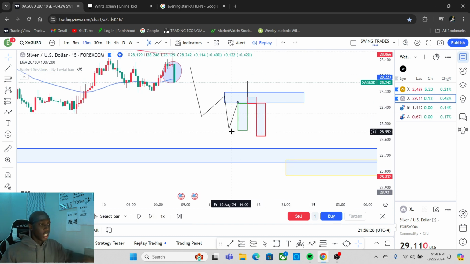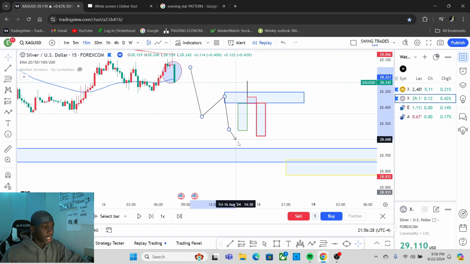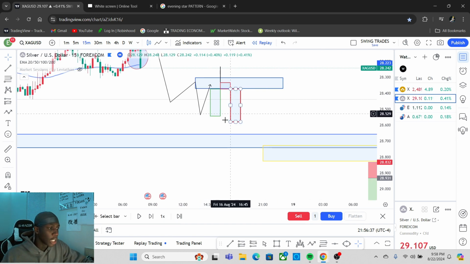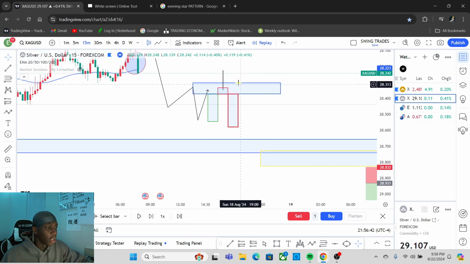Price is down here, right? Price is all the way down here, pulls back to my area of interest. Cool. What am I going to look for? I'm going to look for an evening star pattern to take the trade to the downside from this area of interest. So the price pullback gave me this candlestick right here. And what does this mean?